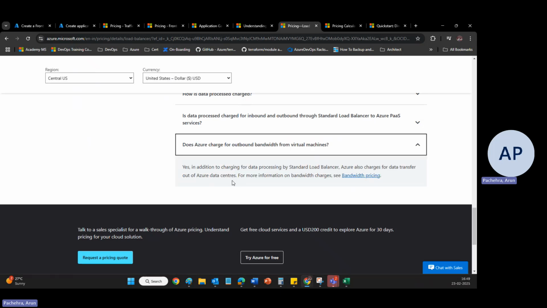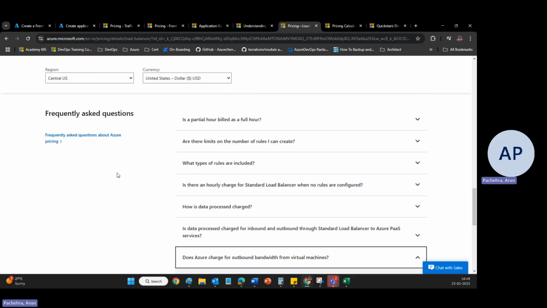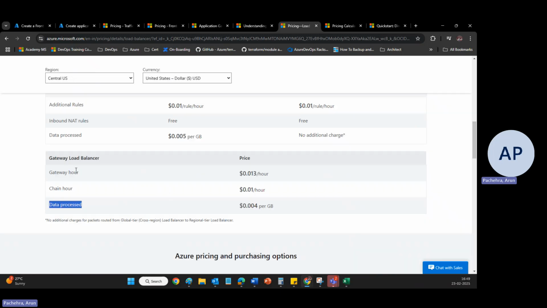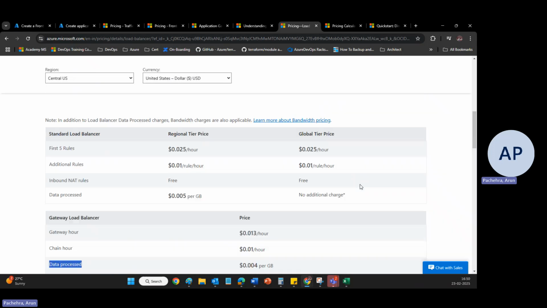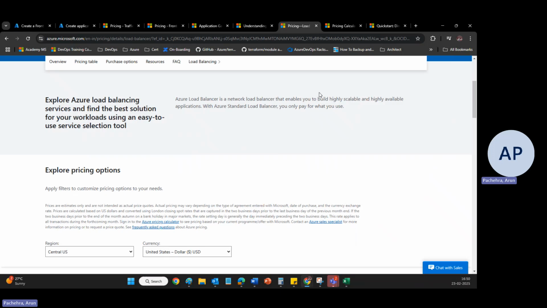There is no charge for the ingress data if you are transferring, moving data to the Azure data center. But here we are talking about the pricing of load balancer, the data processed through the load balancer. This is a little different than that. Okay, so Azure Load Balancer is good.